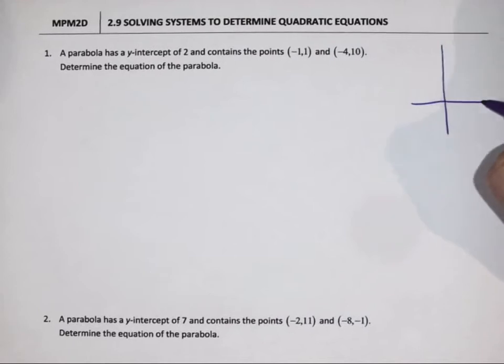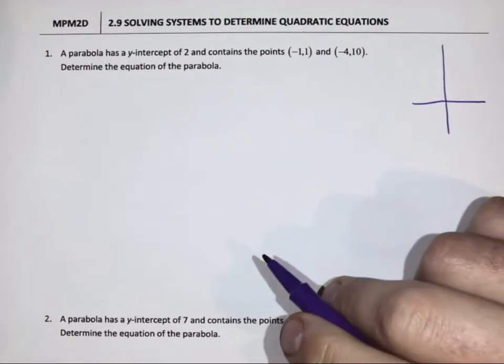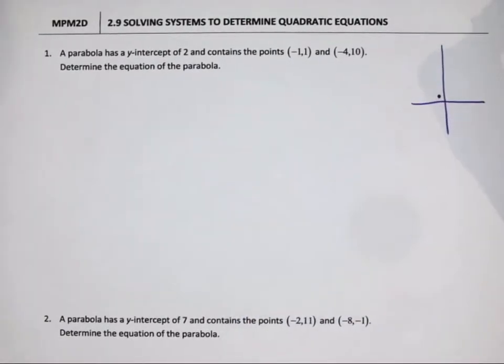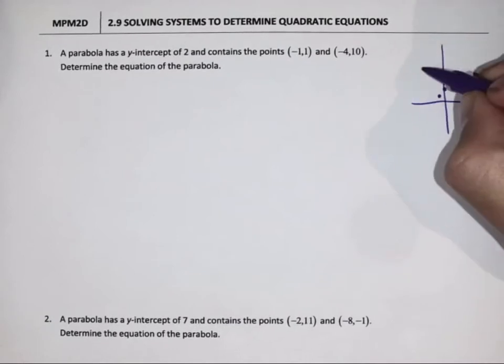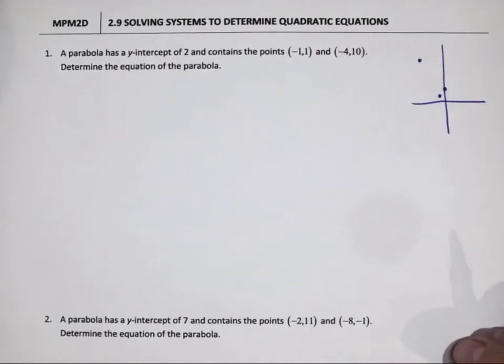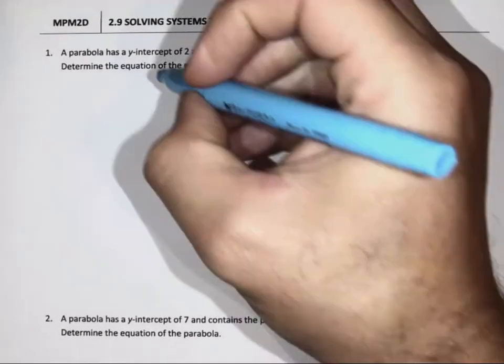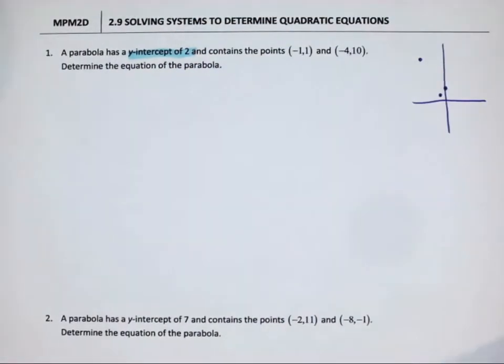So what we're trying to do is determine the equation of the parabola that goes through that point, the y-intercept of 2, and then (-4, 10). So those are points on the parabola; we don't know the equation. To start, there's one piece of information that should be the tip-off. It has a y-intercept of 2.